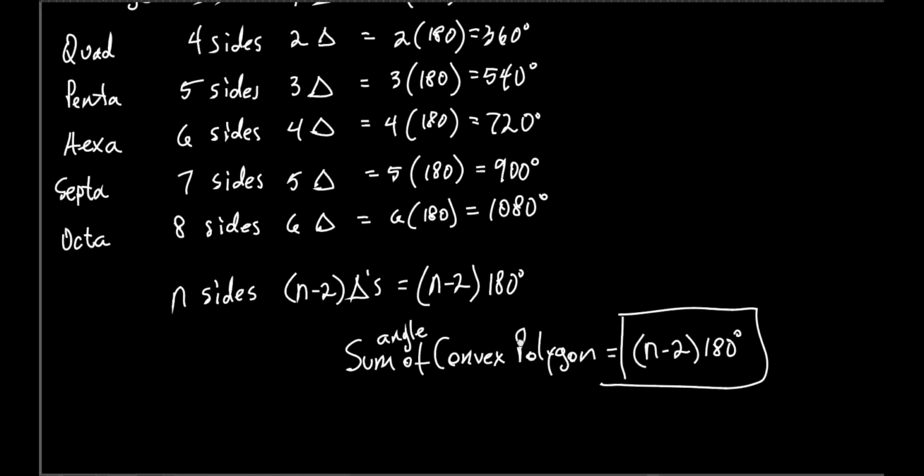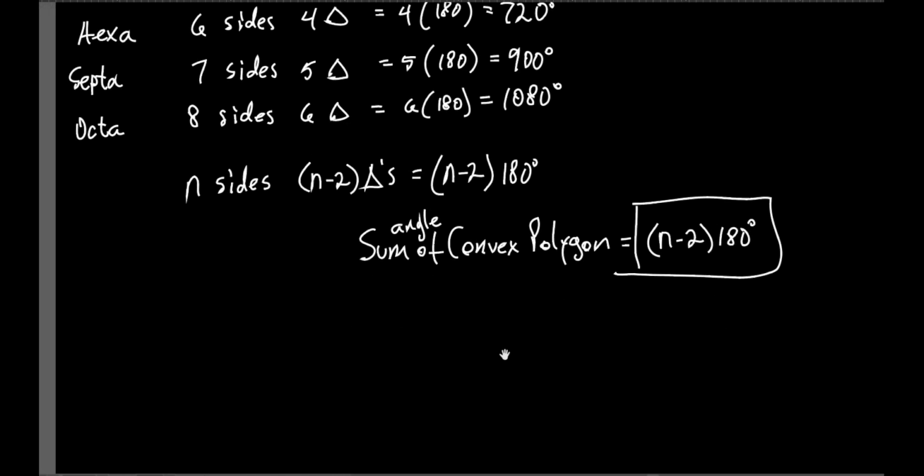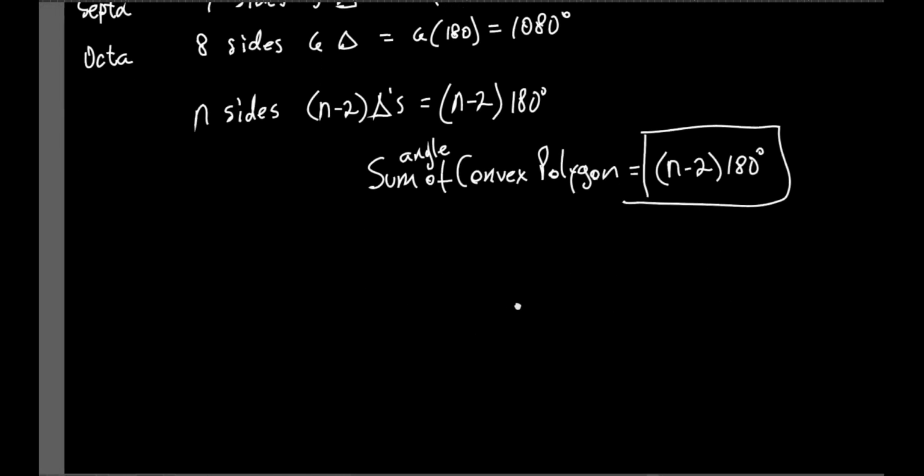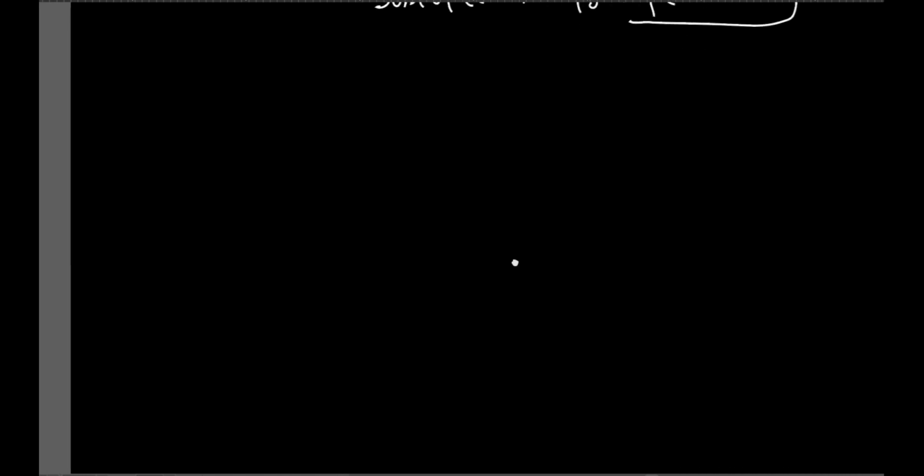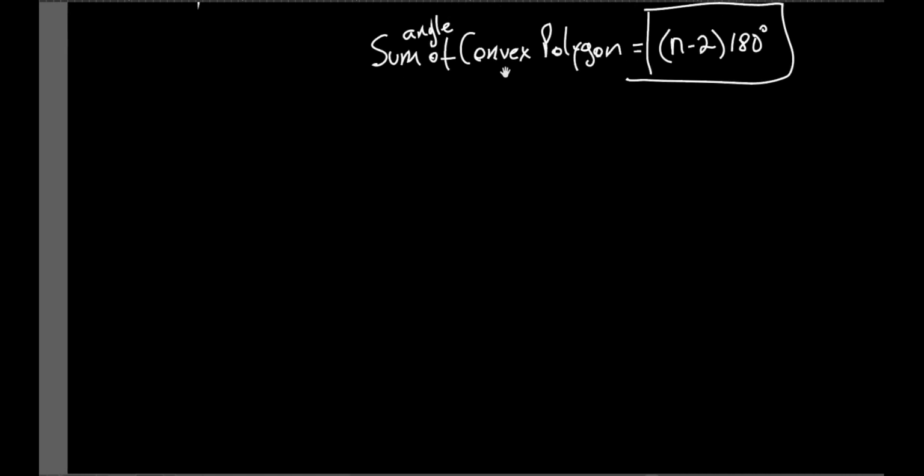All right. So now what we're going to do is go a little bit more specific. Instead of just any old convex polygon, we're going to talk about a regular polygon. I'm not going to write convex on here, just make the assumption that we're always going to do convex, okay?